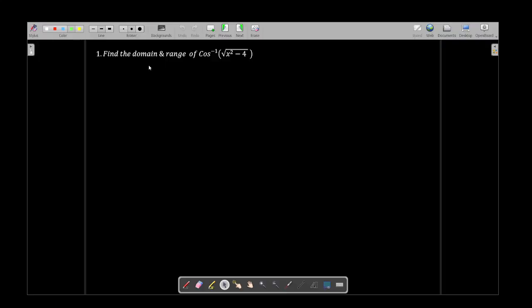Hello and welcome. We'll continue our discussion on finding the domain and range of inverse trigonometric functions. We have to find the domain and range for this function: cos inverse of the square root of x square minus 4. Now this value should be between -1 and 1, so -1 ≤ √(x² - 4) ≤ 1.